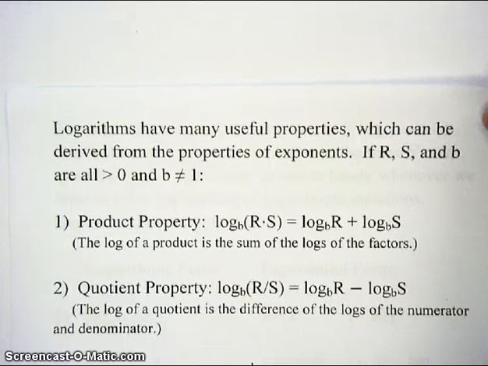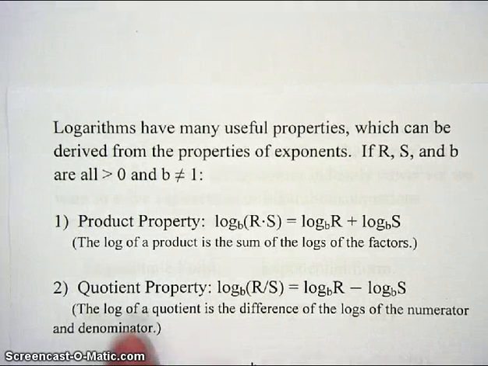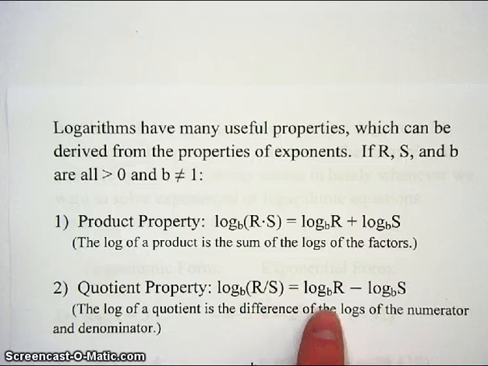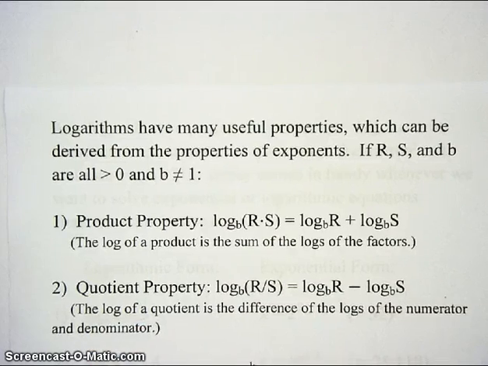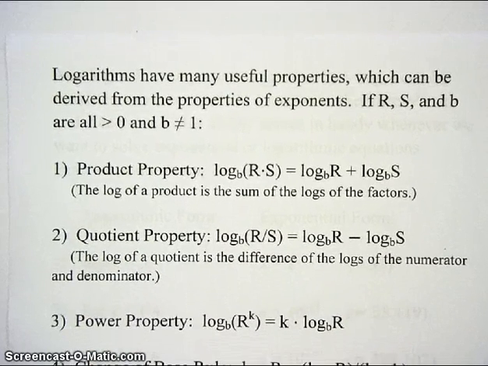The log of a product is the sum of the logs of the factors. This also works for quotients, but not quite the same way. The quotient property says that the log of r divided by s is equal to the log of r minus the log of s. And these rules work for any base b that is positive and not equal to 1. The log of a quotient is the difference of the logs of the numerator and the denominator. A third rule that's useful is the power property. The log of a power, r to the k, is equal to k times the log of r. And again, b can be any legitimate base.